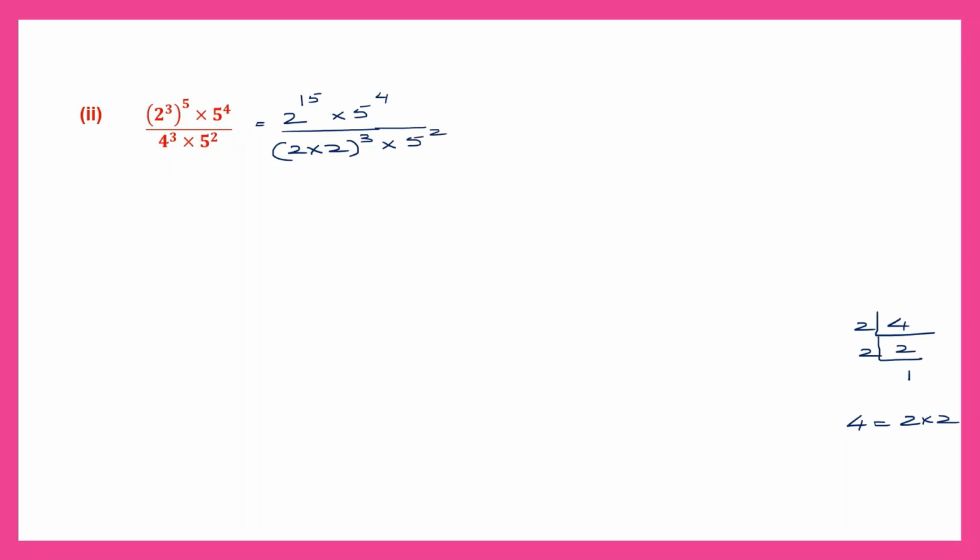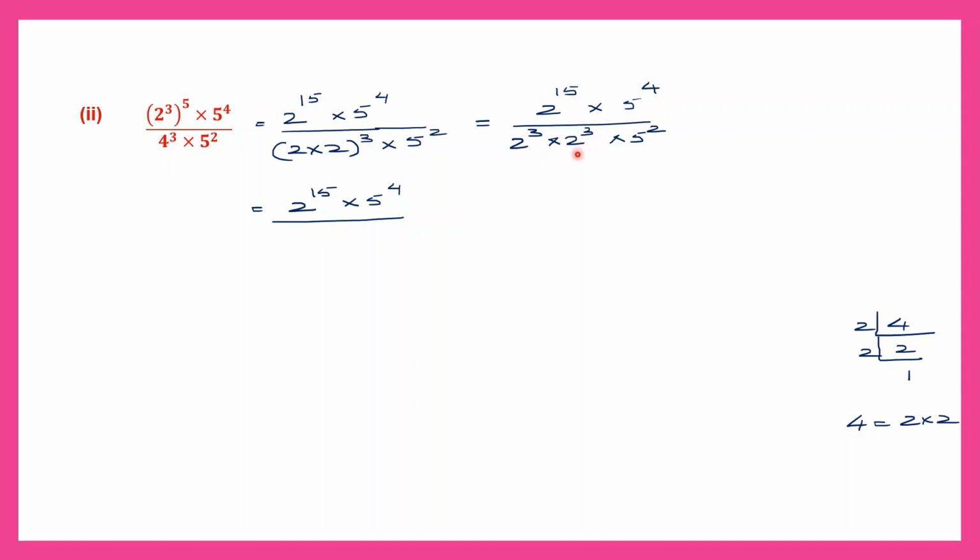So we have this. Now 2 to the power of 15 into 5 to the power of 4, we'll write it as it is. Now, in the denominator here, we are going to open the brackets. That means this 2 is raised to the power of 3 and this 2 is also raised to the power of 3. So let's open the brackets. So that will be 2 raised to the power of 3 into 2 raised to the power of 3 into 5 raised to the power of 2. So this will be 2 raised to the power of 15 as it is into 5 raised to the power of 4, and then here 2 to the power of 3 into 2 to the power of 3.